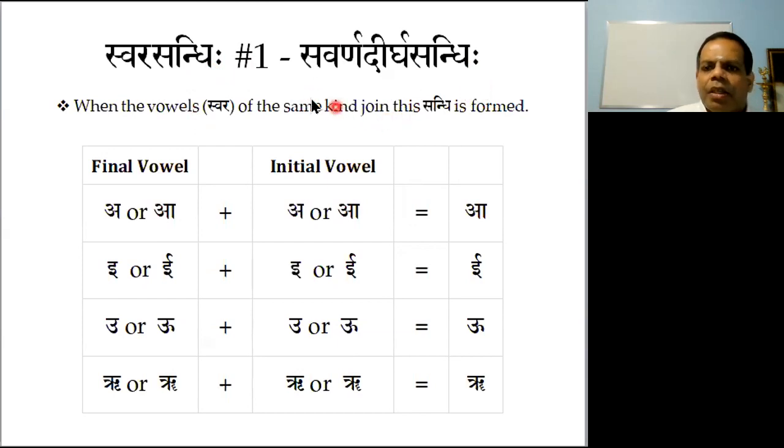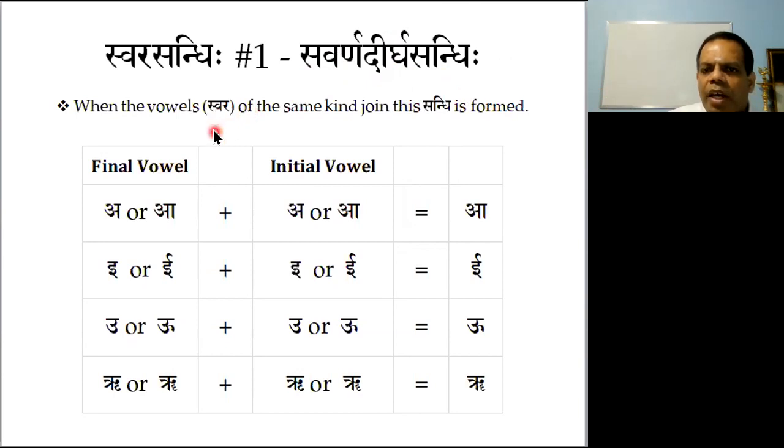You can practice reading. Savarna dirgha sandhi. Okay, savarna dirgha sandhi. Varna means type. Savarna means same kind. Okay. Dirgha means longer. Sandhi. When things of the same kind come together, that becomes long. That's what it means. Okay.